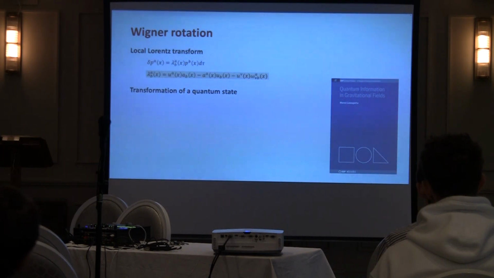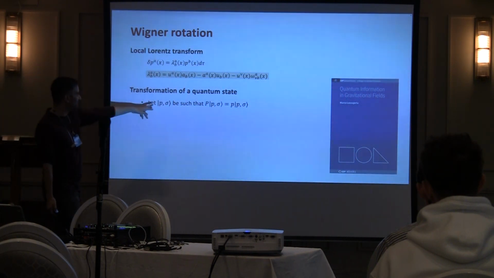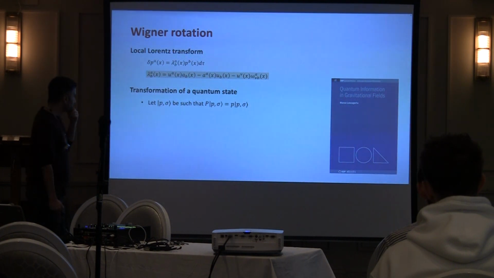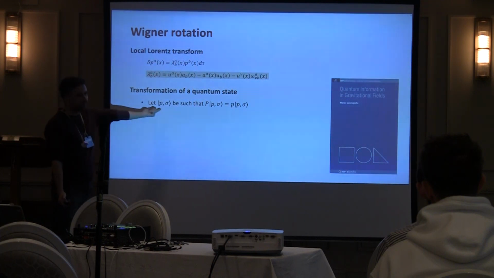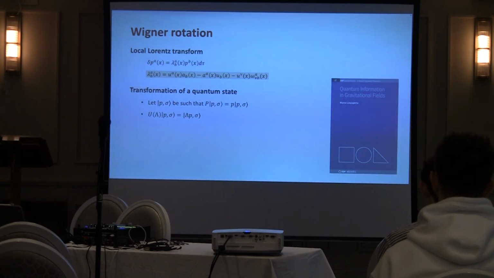Now, in quantum information, we want to study the transformation of a quantum state. So basically, we want to find a representation of this Lorentz transform as a unitary acting on a Hilbert space. So we take a system with a spin, and I have an eigenstate of momentum. What I want to know is, if I have a unitary representation of this, how it would act on this state. Naively, maybe we would expect something like this.